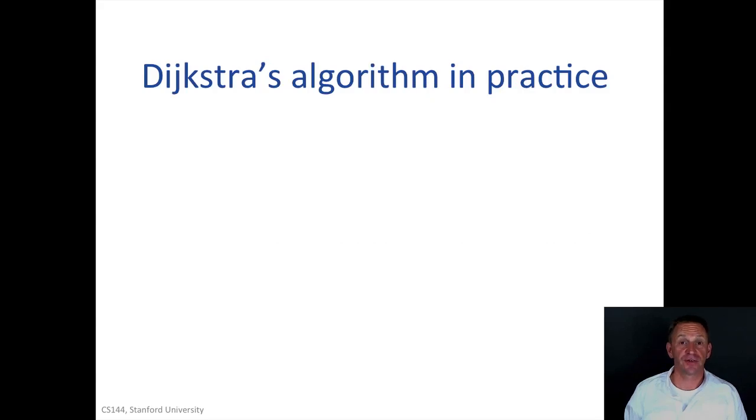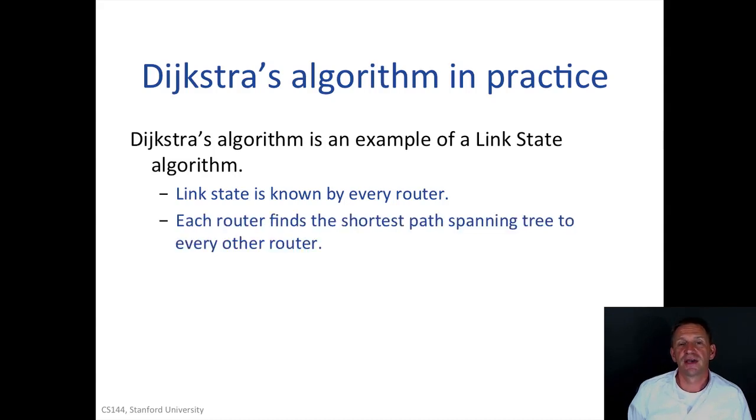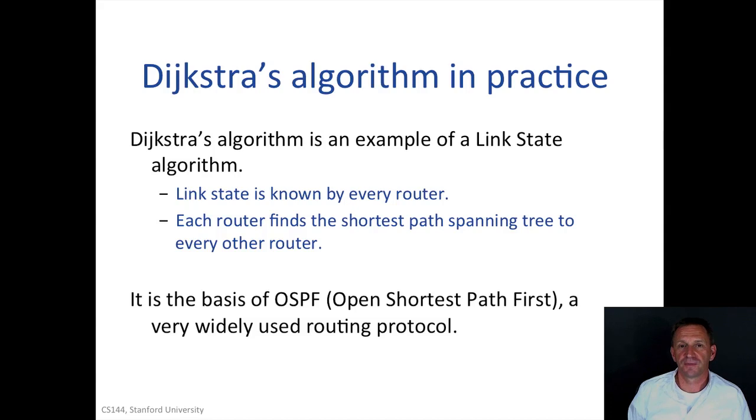So let's see how Dijkstra's algorithm is used in practice. Dijkstra's algorithm is an example of a link state algorithm. That means that the link state is known by every router. In other words, it's flooded amongst the routers to make sure that all of the routers know the entire topology and the state of the links in the network. And then each router independently calculates the shortest path spanning tree from itself to every other router in the network. Dijkstra's algorithm is the basis of OSPF, or Open Shortest Path First, a very widely used routing protocol in the internet. And we're going to see that in a later video.